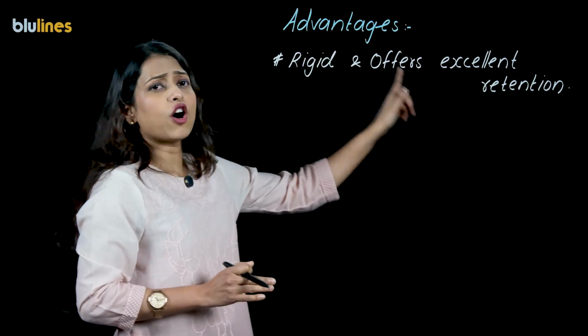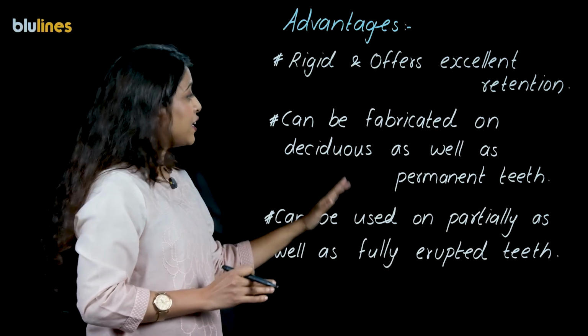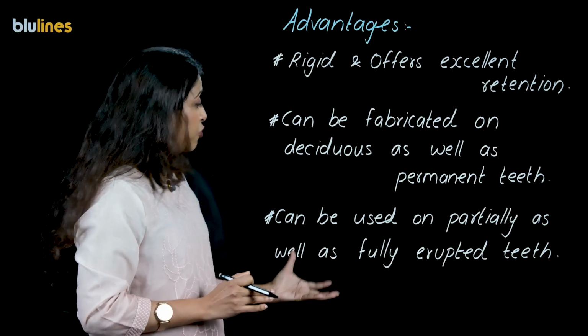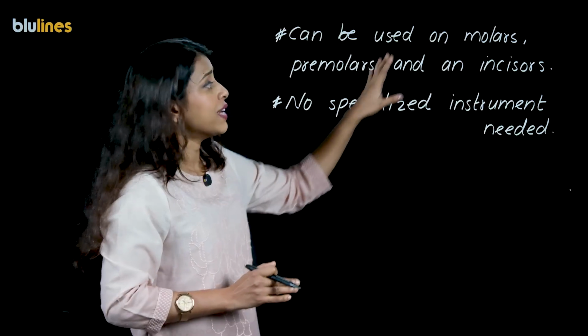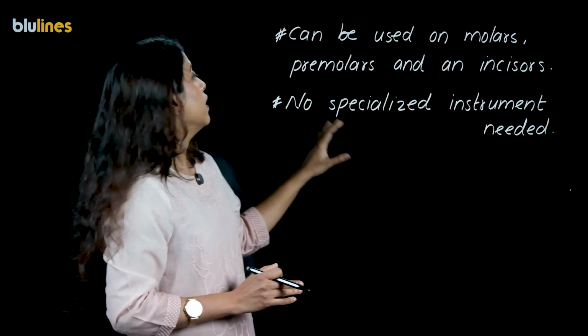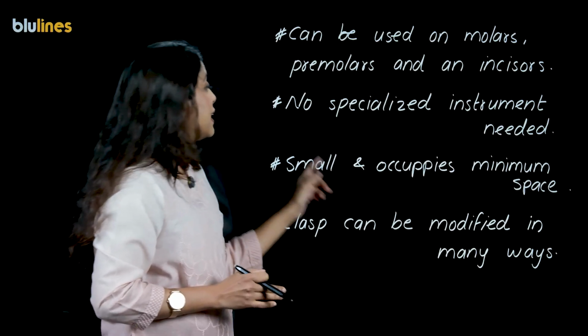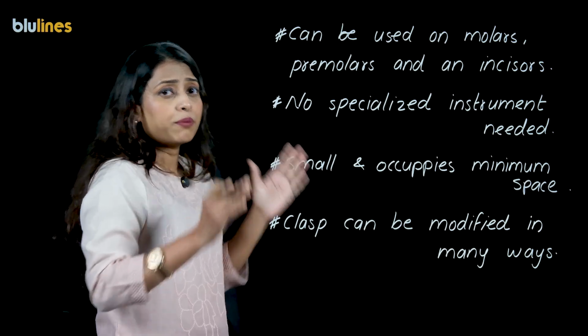It is rigid and offers excellent retention. It can be fabricated on deciduous as well as permanent teeth. It can be used on partially as well as fully erupted teeth. It can be used on molars, premolars, and on incisors. No specialized instrument is needed for its fabrication. Small and occupies minimum space. The clasp can be modified in a number of ways.